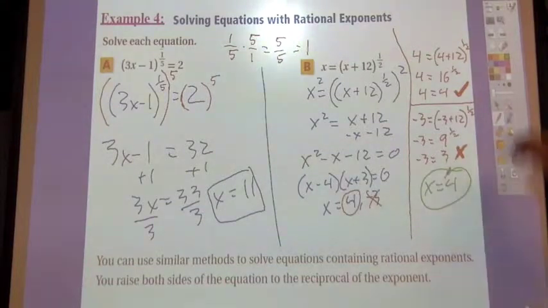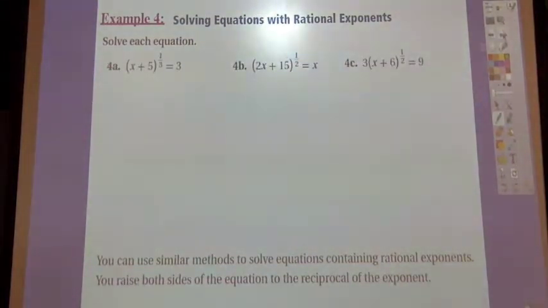x equals 4. Okay. If you get 2 answers, you always got to check. These ones are for you to try by yourself.